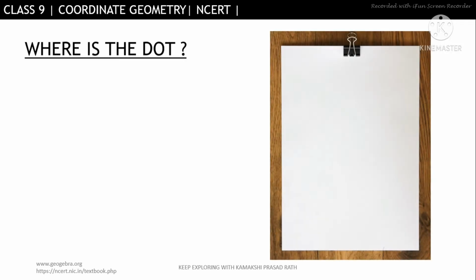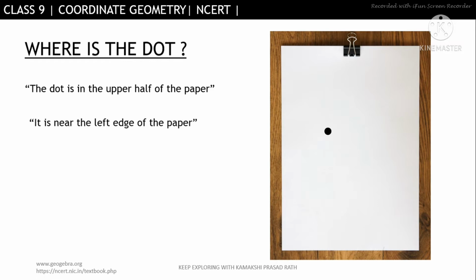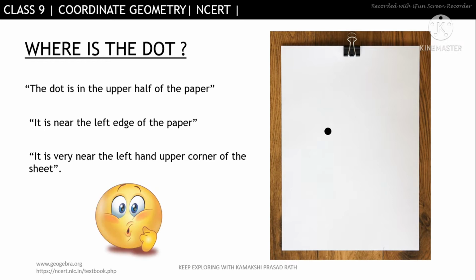Let's consider a plane surface, or you can say a plane paper, and we have put a dot on it. Now if we ask what is the position of the dot, where the dot is, we may say the dot is in the upper half of the paper, or we may say it's near the left edge of the paper, and some may say it is very near to the left hand upper corner of the sheet. So it depends upon how we are seeing the dot. It doesn't give a clear idea where the point actually is.